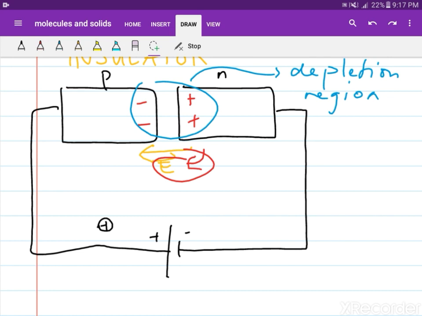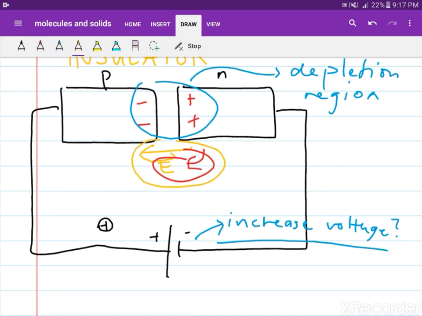So what if we increase the voltage of the battery? And we increase it enough so that this electric field, by increasing the voltage of this battery, this electric field will actually die down. So how come this electric field will die down if we increase the voltage?